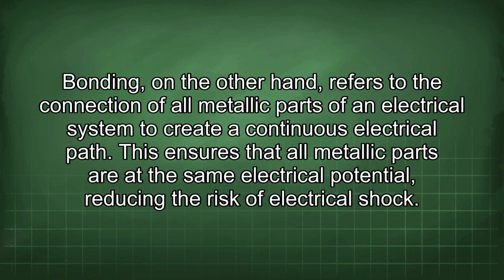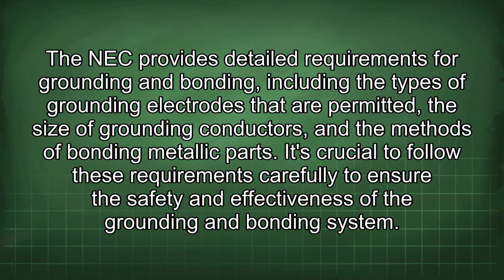Bonding, on the other hand, refers to the connection of all metallic parts of an electrical system to create a continuous electrical path. This ensures that all metallic parts are at the same electrical potential, reducing the risk of electrical shock. The NEC provides detailed requirements for grounding and bonding, including the types of grounding electrodes that are permitted, the size of grounding conductors, and the methods of bonding metallic parts. It's crucial to follow these requirements carefully to ensure the safety and effectiveness of the grounding and bonding system.